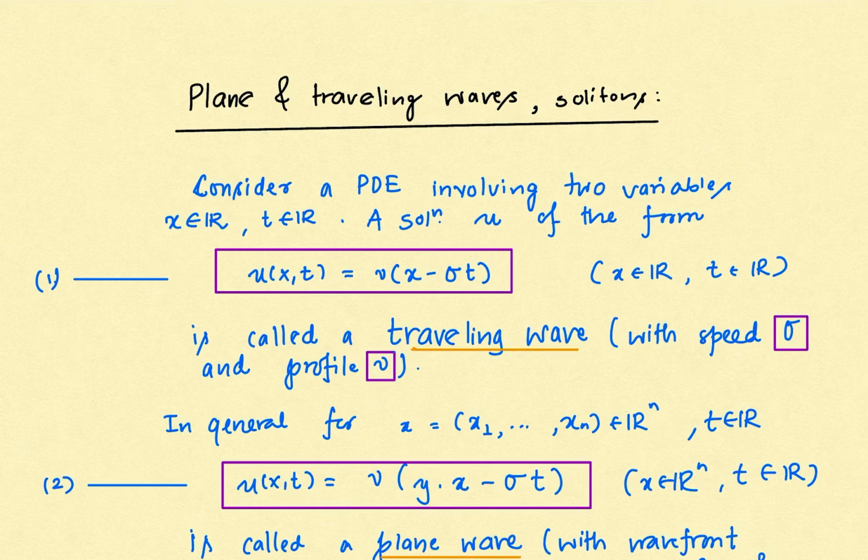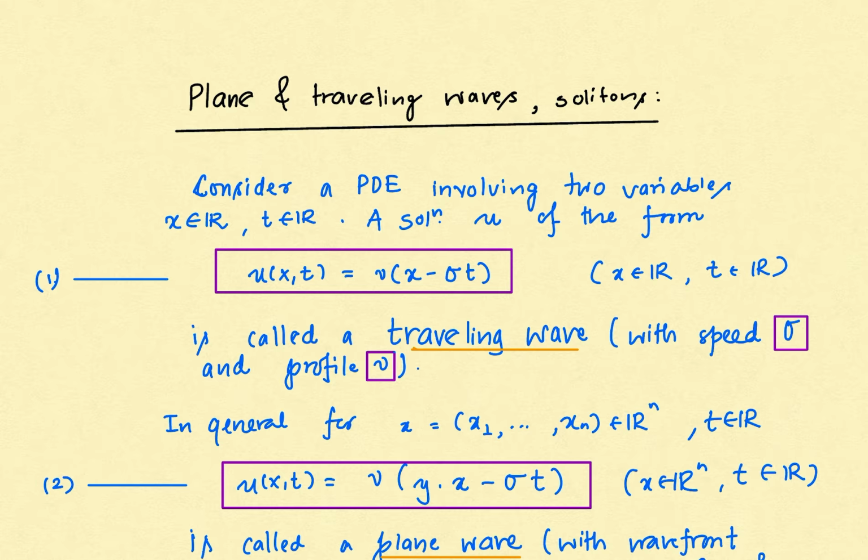So we are discussing the plane and traveling waves, especially solitons. Suppose we have a PDE involving two variables. The two variables are x and t, which are real variables. A solution u of the form u(x,t) equals some other function v(x minus sigma t), where sigma is a speed and v is a profile. We call this a traveling wave solution, and v the traveling wave profile.